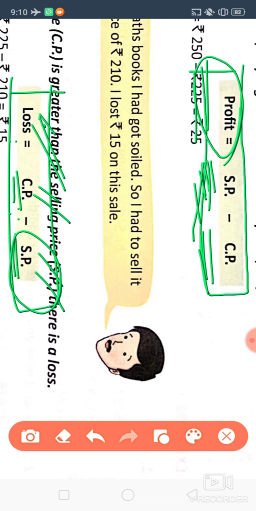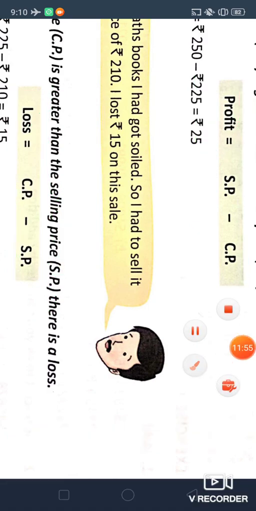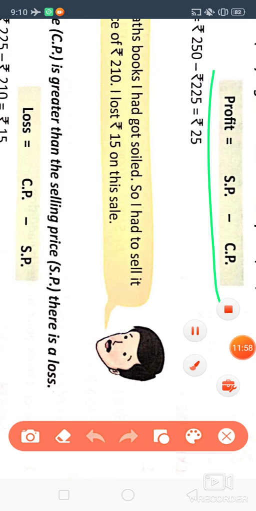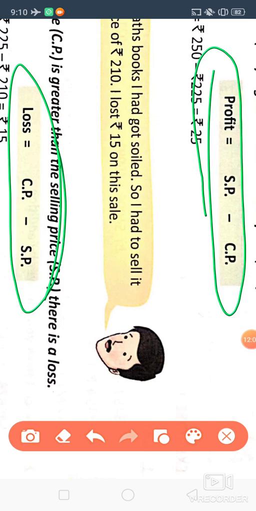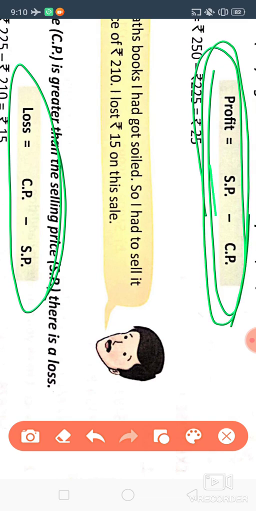So these two formulas are very important. You have to write them in your copy and learn them. Okay, it's very important. In big bold letters you will write: profit is equal to SP minus CP and loss is equal to CP minus SP.